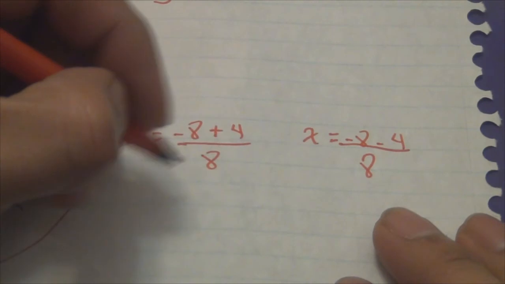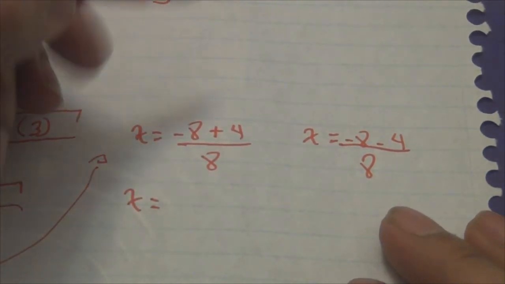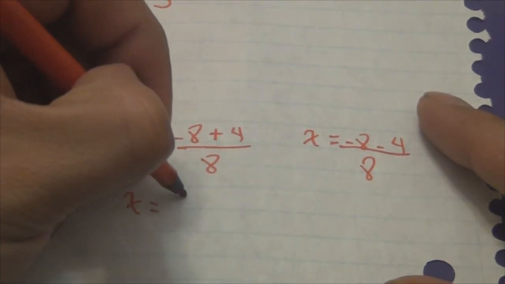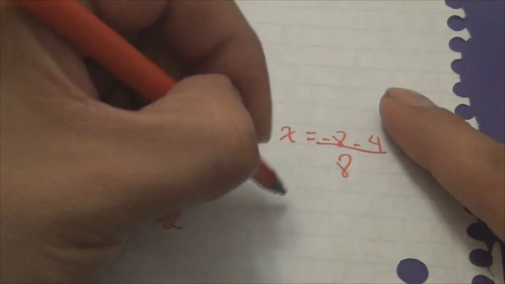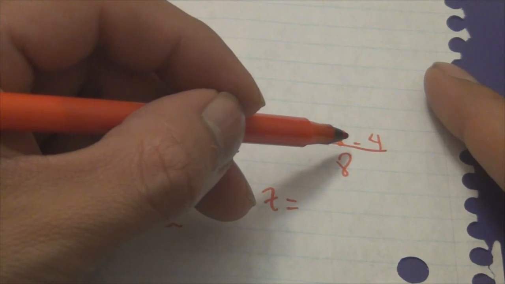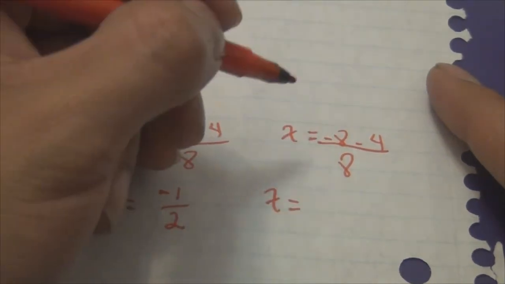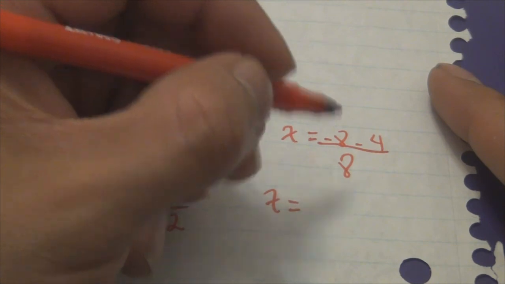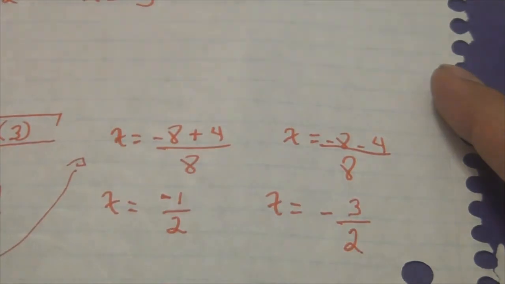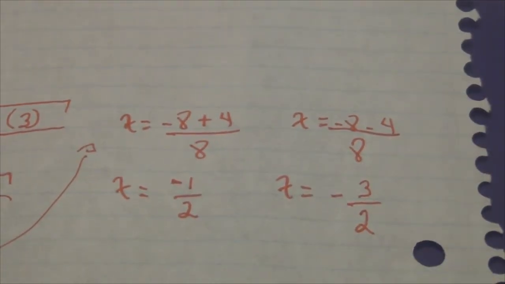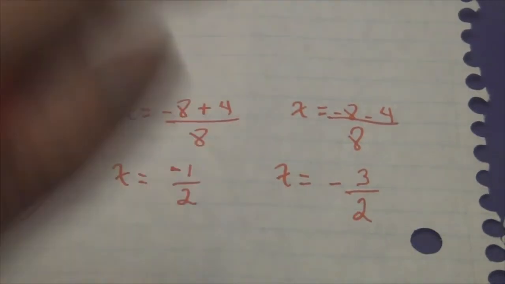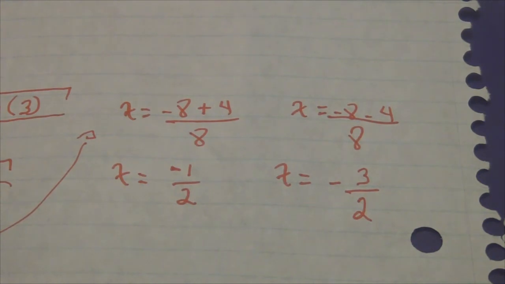Okay, so let's see now. X equals negative 8 plus 4 is negative 4. Negative 4 over 8 is negative 1/2. And here, negative 8 minus 4 is negative 12. Negative 12 over 8 divided by 4, I get negative 3 over 2. Okay, sorry for the delay, I was thinking about it. And those are your roots. Remember what we say: these are where your parabola touches the x-axis.